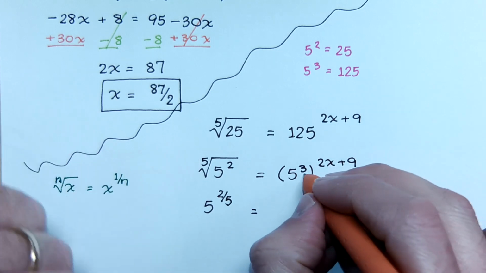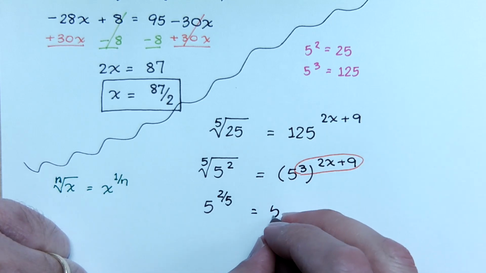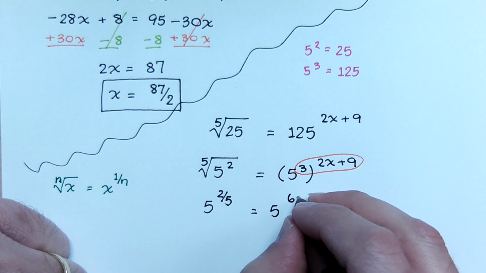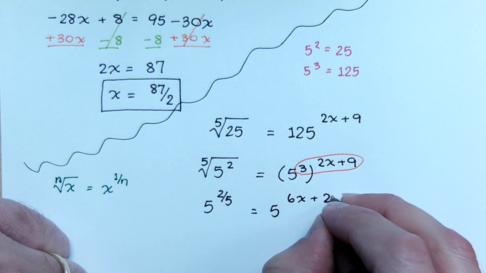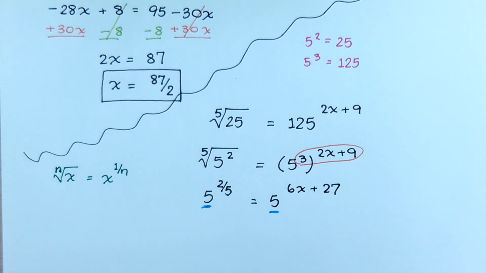And on the right side, power to a power means that I multiply. So we get 5 raised to the 6x plus 27. And again, it's all about finding that common base. These guys have a common base of 5. So what can we say next?